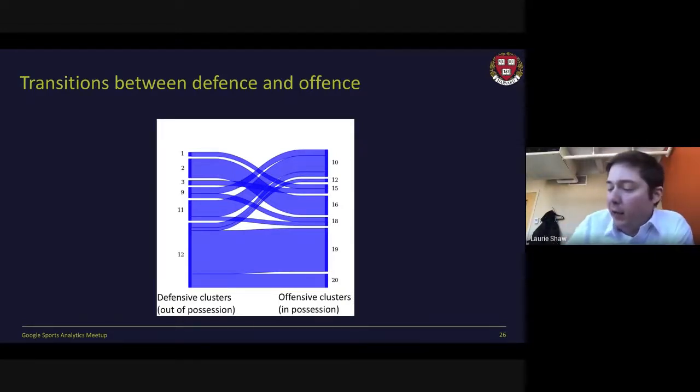What you're looking at here is a Sankey chart that indicates the most frequent pairings of defensive and offensive formation observations in our data set. The numbers on the left indicate the defensive formation cluster number, and the numbers on the right show the offensive formation cluster number, and the width of the line indicates how frequently they were paired in our sample. So let's again look at a couple of examples.